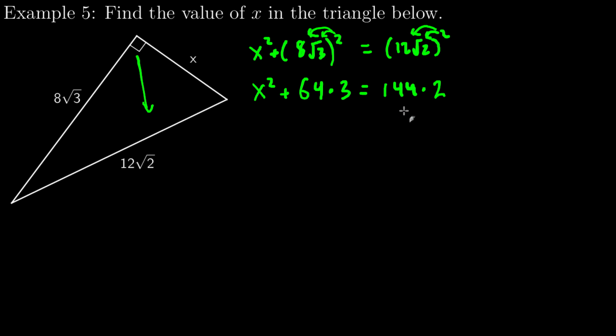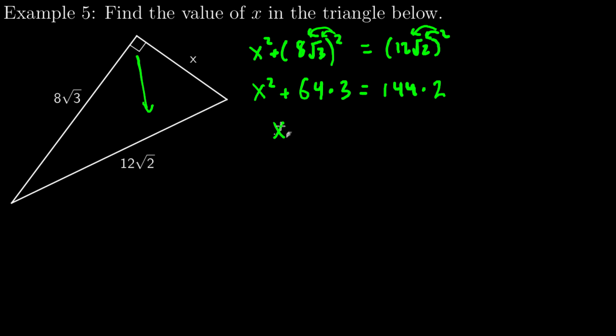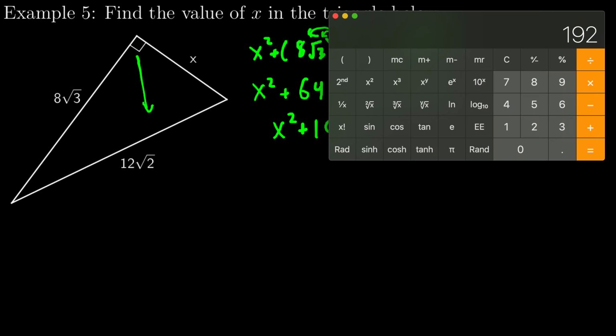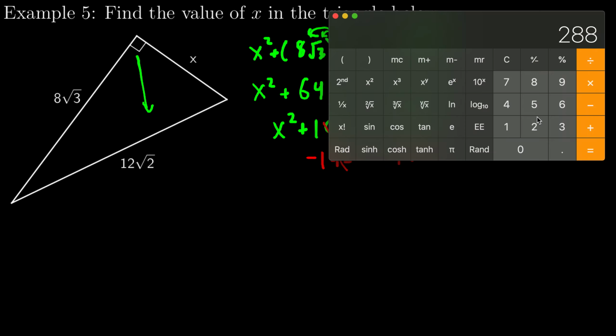Now, you may be able to do this in your head. I'll go to the calculator just to show it. So 64 times 3 is the first thing I need to do. 64 times 3, and that gives me 192. So I'll have x squared plus 192 equals. I'll do 144 times 2 and get 288. Then I will subtract the 192 from both sides. So 288 minus 192 gives me 96.